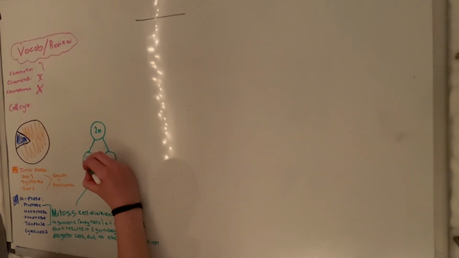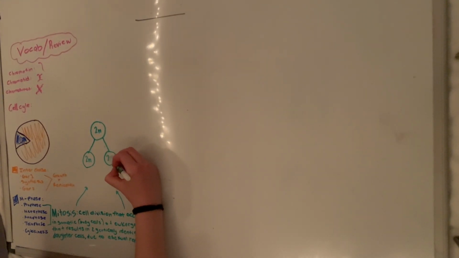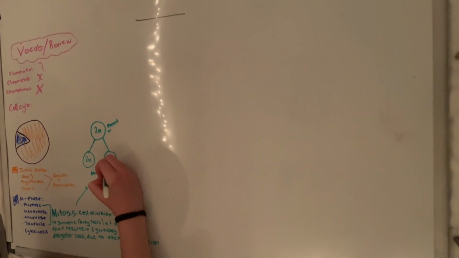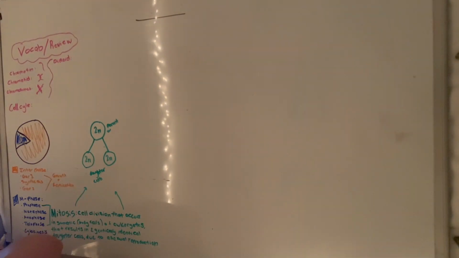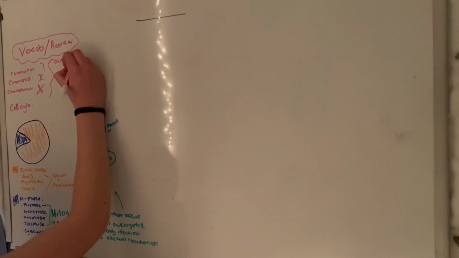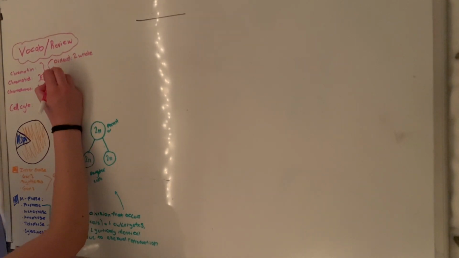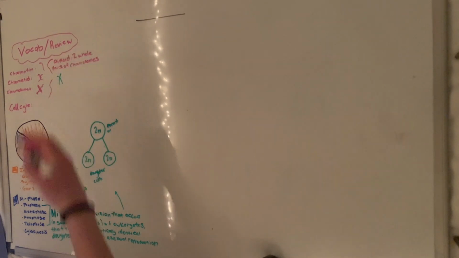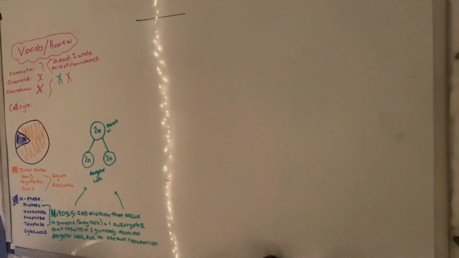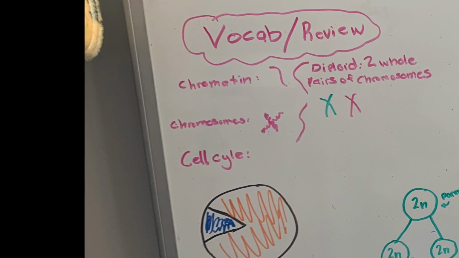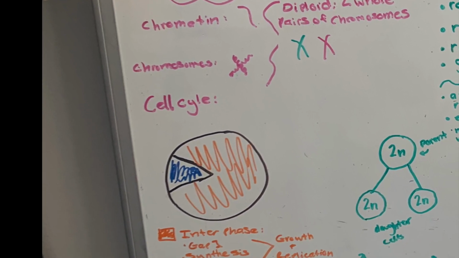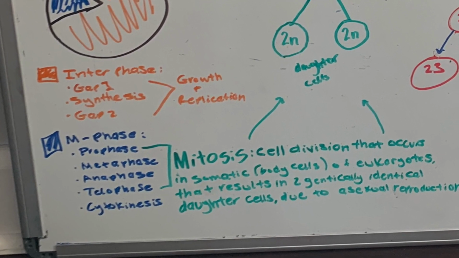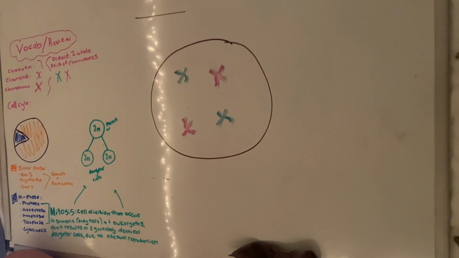So if our parent cell has 2N, which essentially means our chromosomes, after mitosis, we will have two daughter cells that also have 2N. So another vocab word is diploid, which essentially means two whole pairs of chromosomes, which would also look like those two X's. So this is just a close-up of some of the review we did. So again, interphase goes into M phase and what mitosis is.